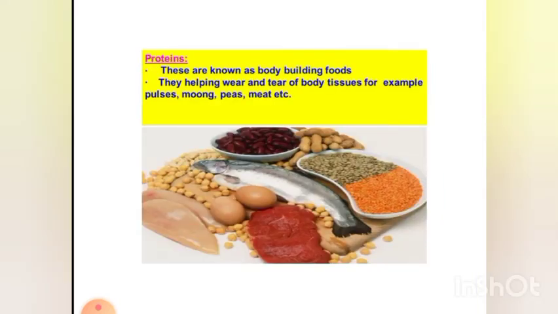The third nutrient is proteins. Proteins are also known as body building foods because they help in the repair of tissue. There can also be two sources, plant sources and animal sources. If we talk about plant sources, cereals, pulses, soybean are rich in proteins. And animal sources, fish, egg, meat, are the sources which provide us proteins.